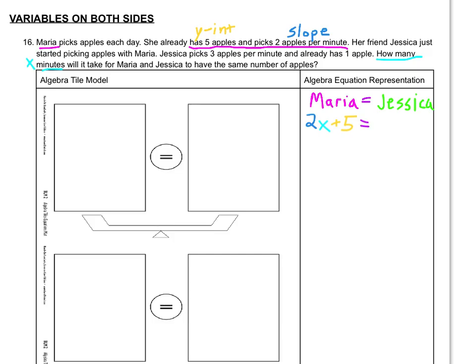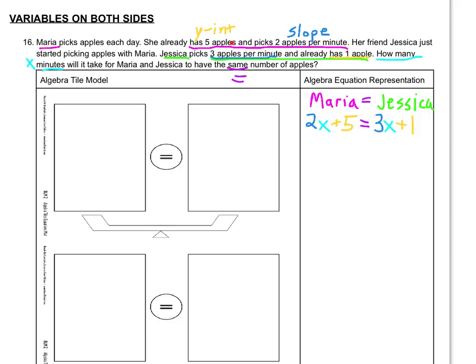Because we want to find when these two are the same. Remember, same means equal. We see that Jessica picks 3 apples per minute and already has 1 apple. Again, which of those is the slope and which of those is the y-intercept? Is the 3 the slope or is the 1 the slope? Try setting up what you think Jessica's going to look like. Otherwise, you should have 3x plus 1.